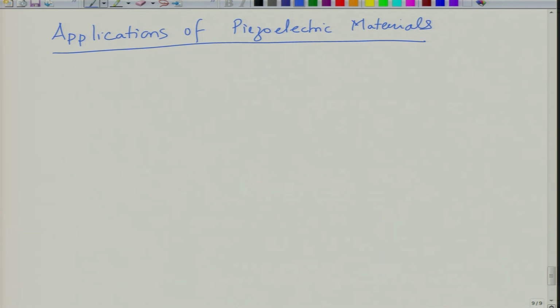So, the first application let us consider is that of a gas lighter, which is a very simple application, just to light the gas by generating a current in the circuit. So, let us say, what does this require for this lighter? You need two piezoelectric pieces.